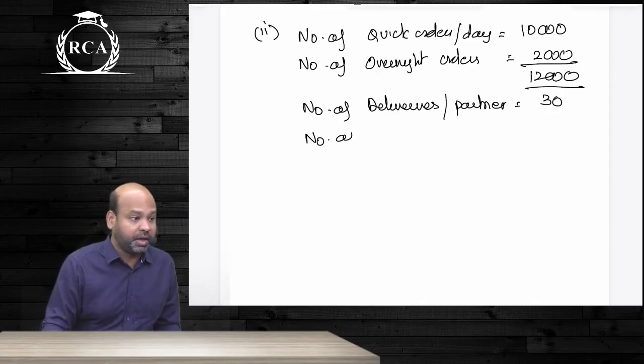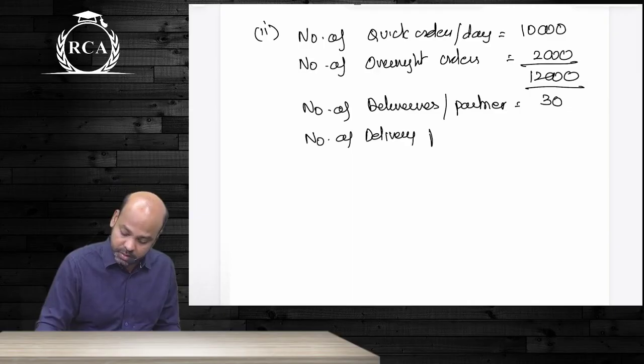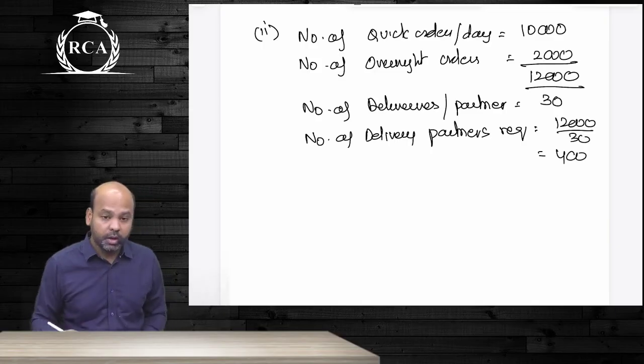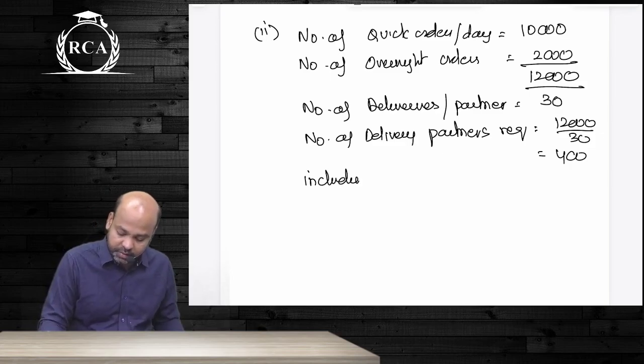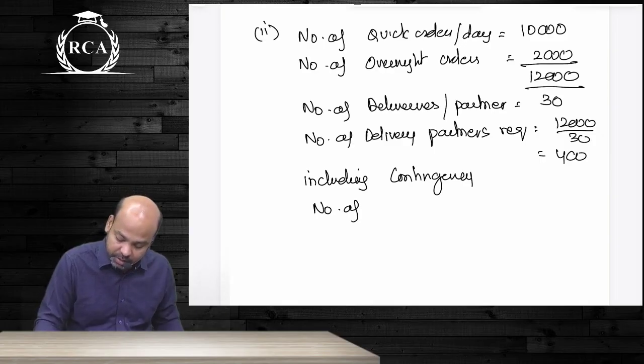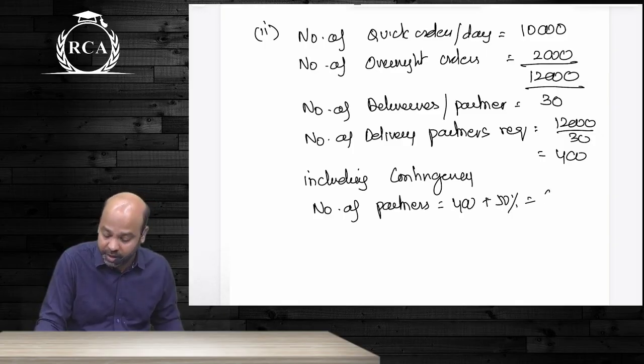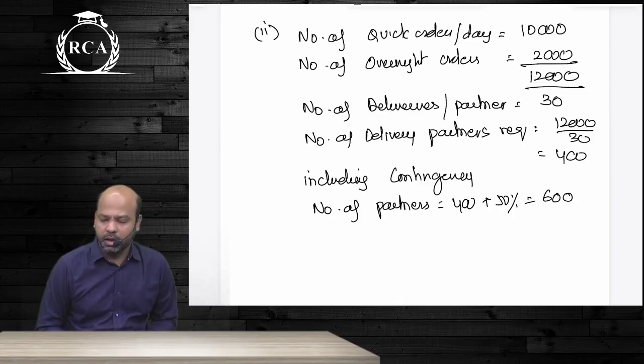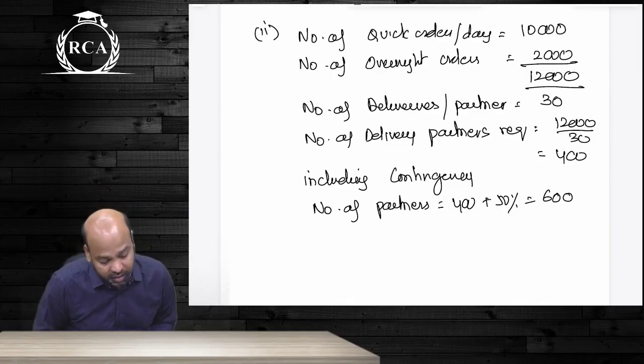So the number of delivery partners required will be 12,000 divided by 30, that is 400. Including contingency, what will be the number of partners? The number of partners will become 400 plus 50%, that will be 600. That is the answer to the second bit.